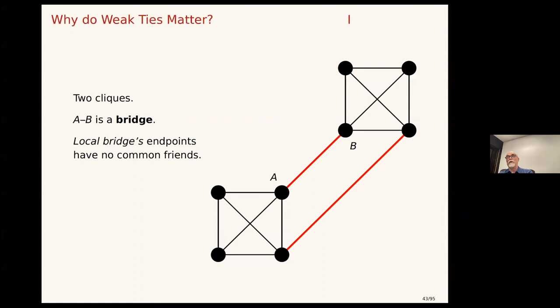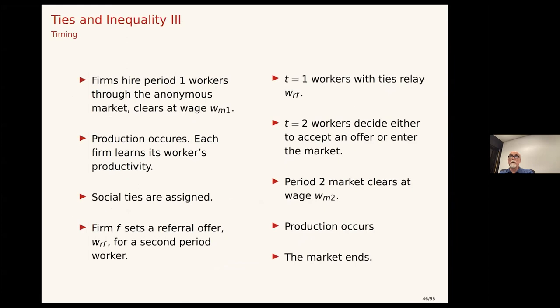Okay, so I'm going to skip all of this. And now what I want to do is go back to Jim Montgomery's job market paper. Come on, what's going on here?